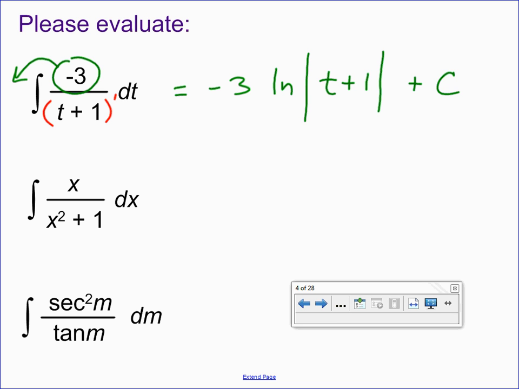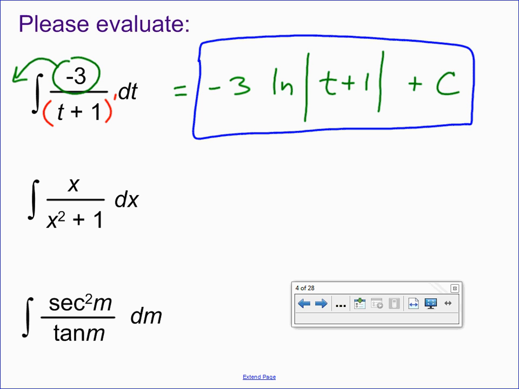It's a candidate for an antiderivative rule so long as my quantity on bottom is to the first power. Let's go ahead and box that and consider the next one.